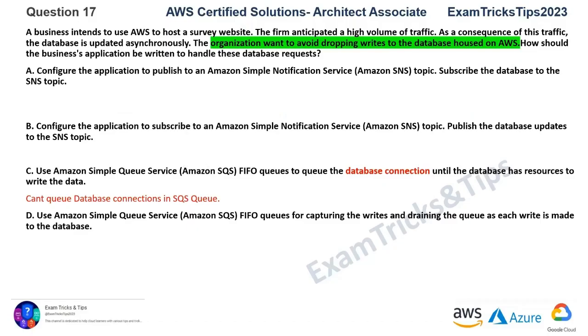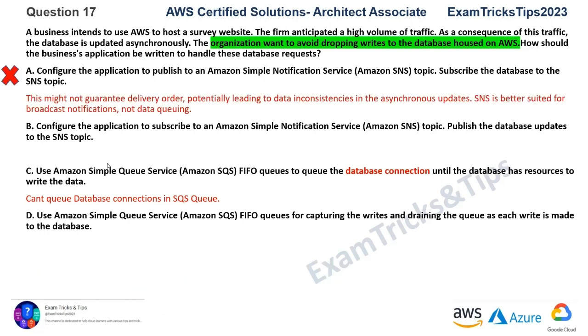Option number 1 is to configure the application to publish to an SNS topic and subscribe the database to the SNS topic. Now, this will not solve the problem. This might not even guarantee the delivery order. It would result in data inconsistencies in the asynchronous update. SNS is better for broadcast notifications, not data queuing. And this is a data update situation. It's not about sending information out to certain consumers. So this is not correct, and I'll rule this out.